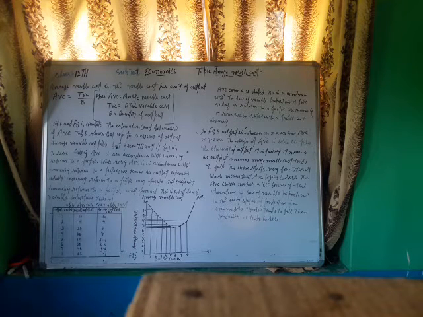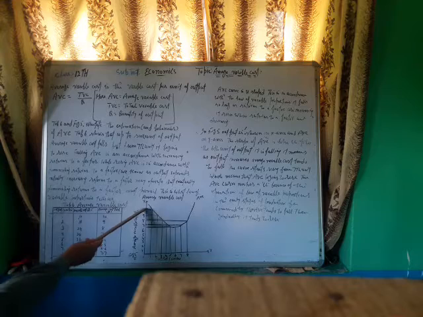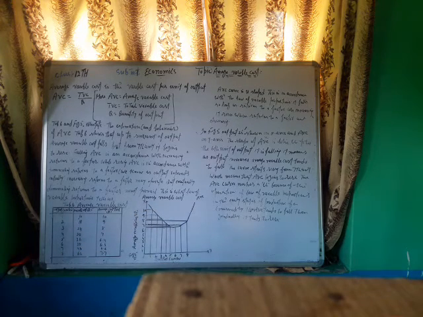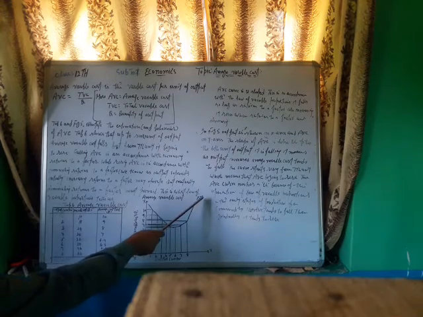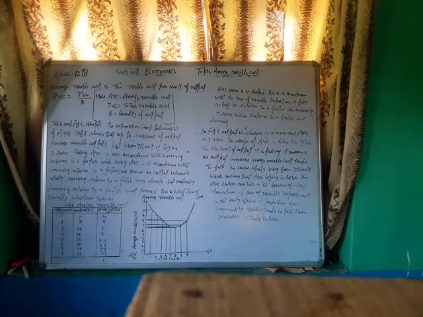Now we have a figure. This is figure number 5, average variable cost. The X-axis shows output in units. The Y-axis shows average variable cost in rupees. And this is the AVC curve, average variable cost curve.